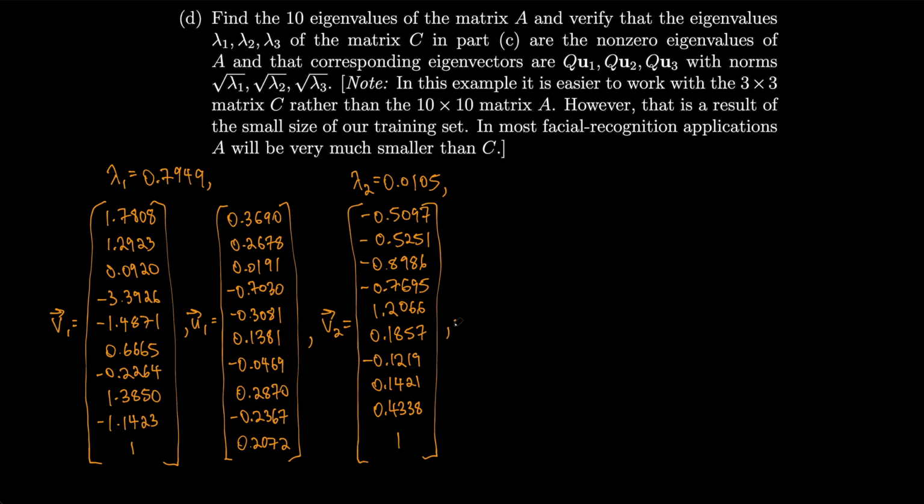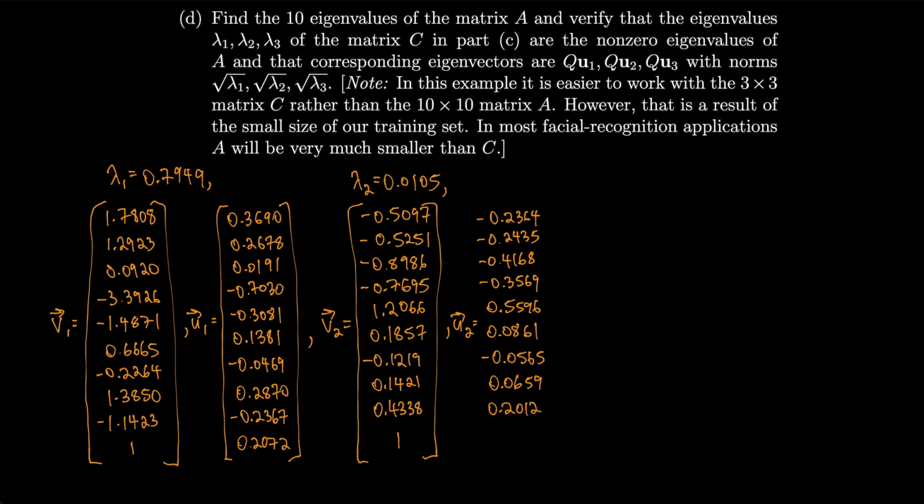And we normalize that to get u2, given by negative 0.2364, negative 0.2435, negative 0.4168, negative 0.3569, 0.5596, 0.0861, negative 0.0565, 0.0659, 0.2012, 0.4638.